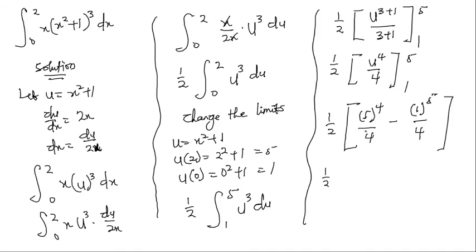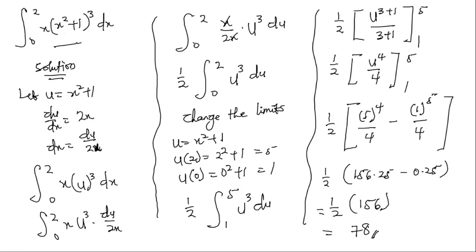If I compute this in the calculator, I'm going to get 156.25 then minus this will give me 0.25. So that becomes half of 156, and this is equal to 78. So this is the answer we are expected to obtain if we integrate the definite integral of this by the method of substitution.